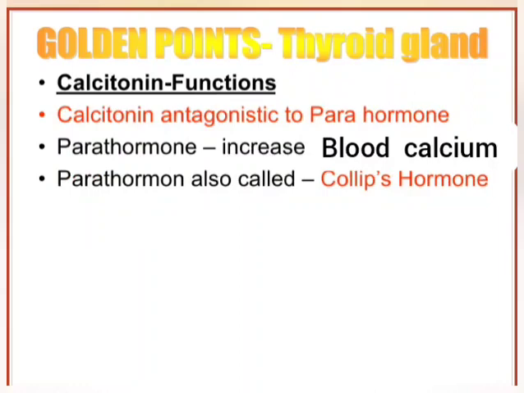So this calcitonin has the opposite function to the parathyroid gland hormone, that is parathyroid. The parathyroid gland hormone, parathyroid, increases the calcium level in the blood, but the calcitonin reduces the calcium level in the blood. So the calcitonin and parathormone are antagonistic to each other. The parathyroid hormone is also called Collip's hormone because it was first isolated by Collip.